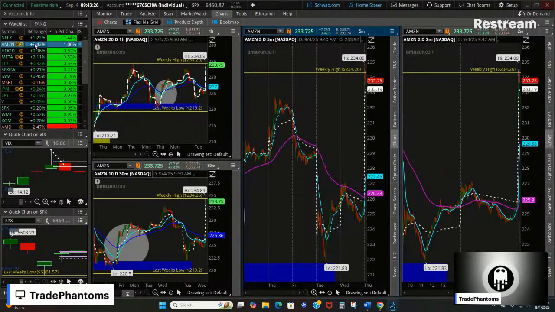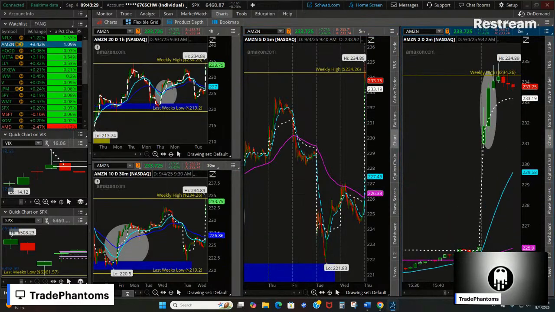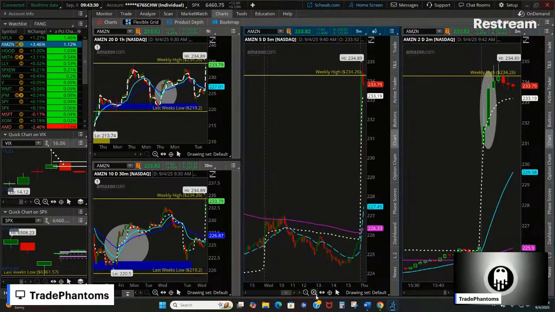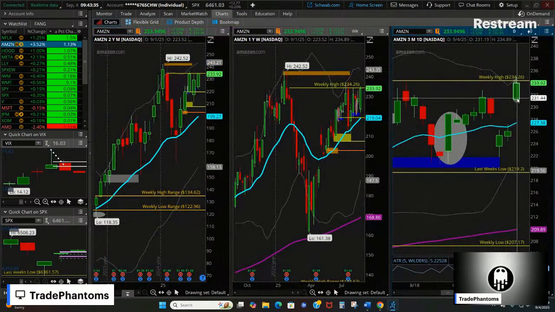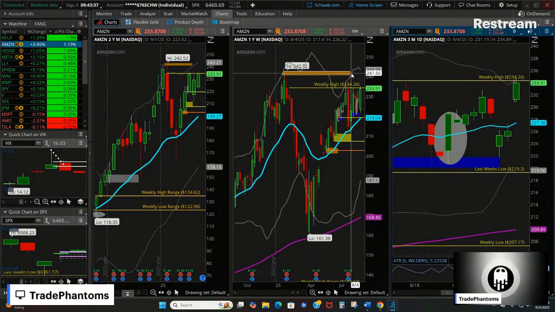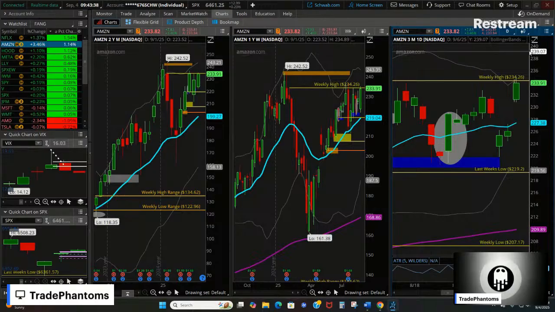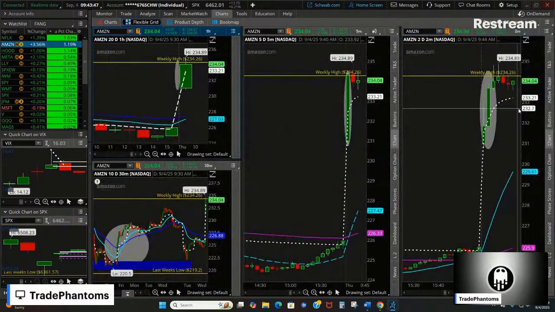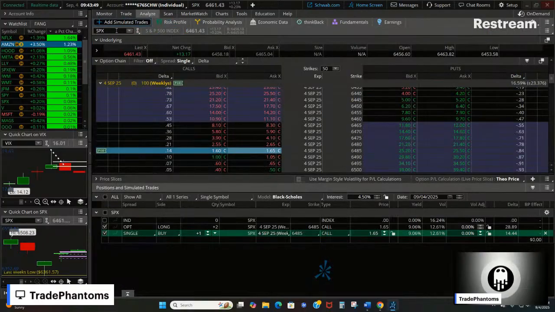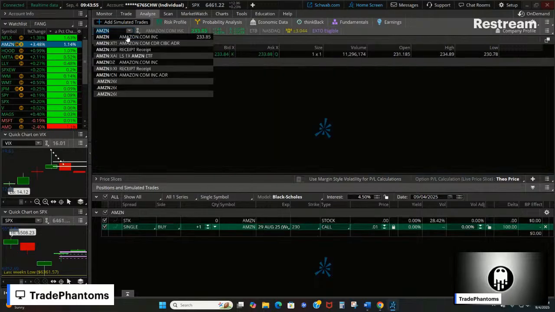Netflix ripper out the gate. Amazon ripper out of the gate. Amazon, you can just tell it almost wants to just make a new all-time high. It's a clearing gap. So Amazon, maybe take a shot at Amazon. I'll get some long exposure, bullish delta on SPX.